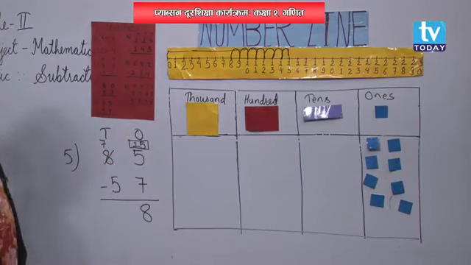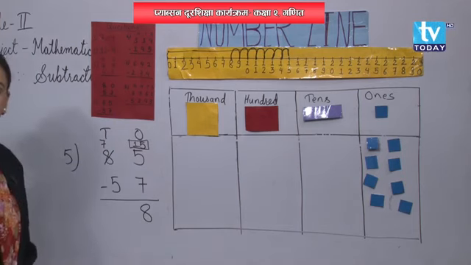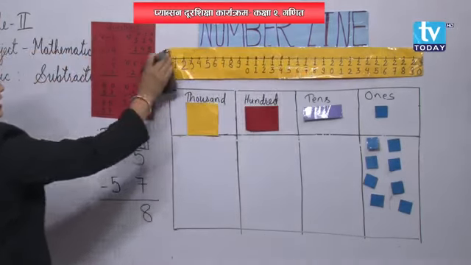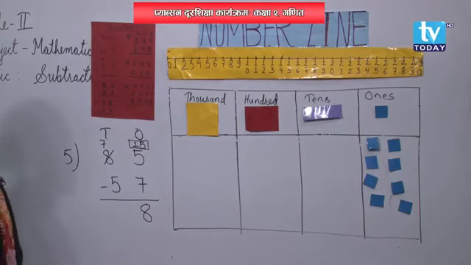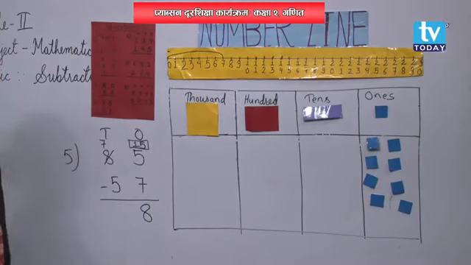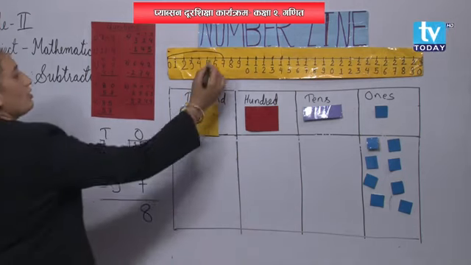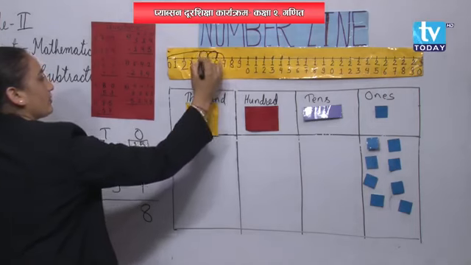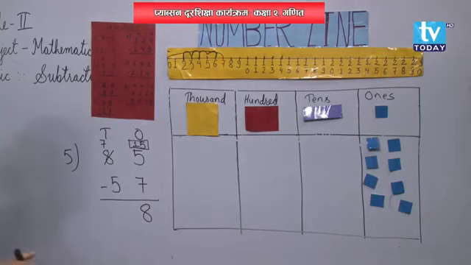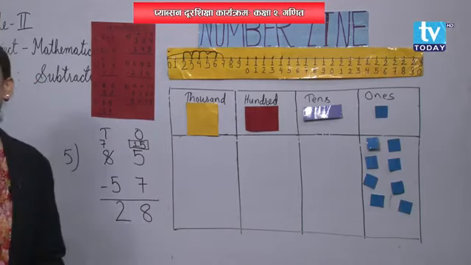Out of 7, now you have to subtract 5. Students, are you getting me? Very good. So, students, out of 7, let's count it. 7 is here. Out of 7, we need to go back 5 places, right? So, 1, 2, 3, 4, 5. How many are left? 2 digits. So, write down 2 here. It's 28. Do you understand?